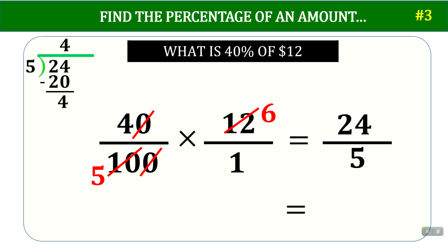And now because there aren't any more digits to bring down, we put a decimal point and we bring down a 0. 5 into 40 goes 8 times. 8 times 5 is 40. And when we subtract, we're left with 0. And so our answer is a decimal value, 4.8, which in money translates into $4.80.